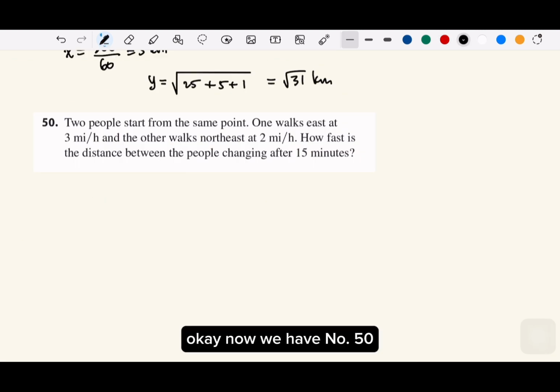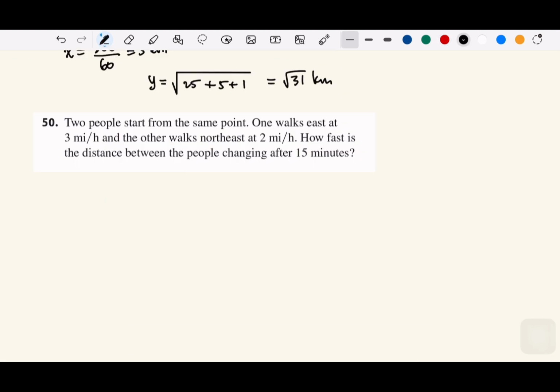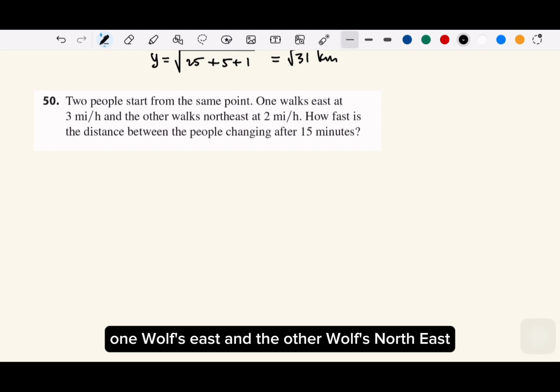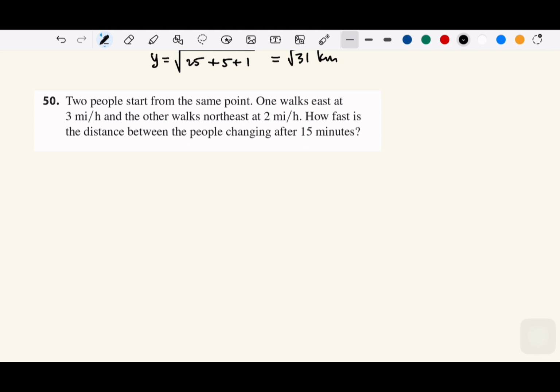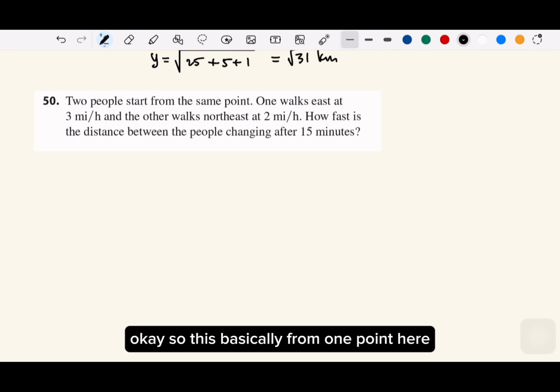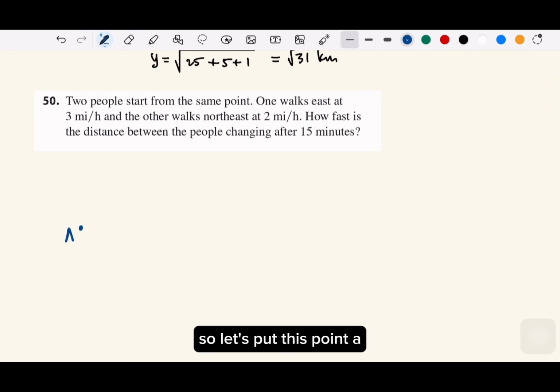Okay, now we have number 50. Two people start from the same point. One walks east and the other walks northeast. How fast does the distance between the people change? So this is basically from one point here, let's call it point A. From this point, one person is going east.